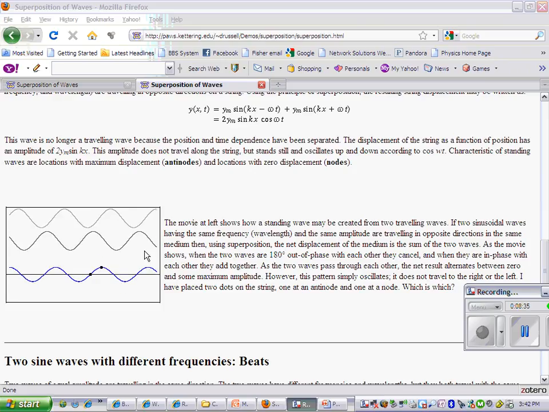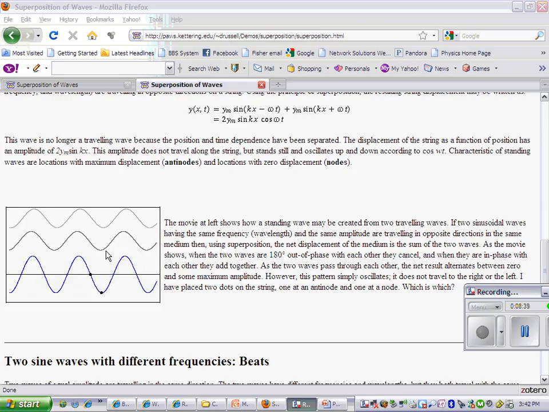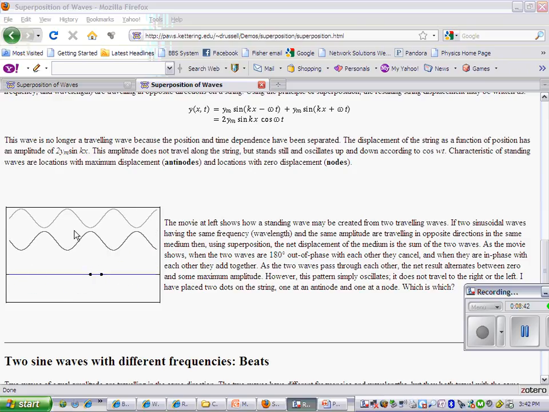Here we have two sine waves going in opposite directions, the top wave to the right, the bottom wave to the left. And you'll see whenever a crest and a trough are lined up, you have destructive interference, and whenever a crest and a crest or a trough and a trough line up, you have constructive interference where it gets bigger.